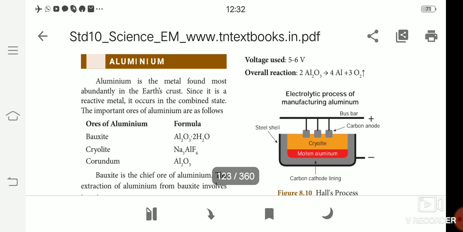Now your homework: all of you study and write about aluminium, Hall's process, and the uses of aluminium. One more question is the froth flotation method. Those are three questions: what is the froth flotation method, Hall's process, and the uses of aluminium.